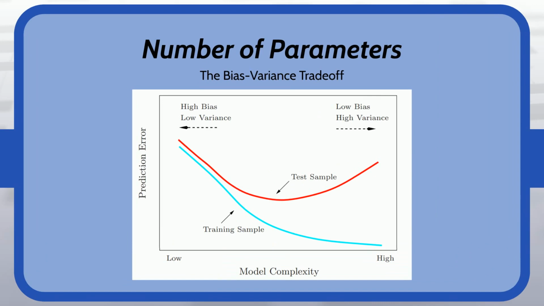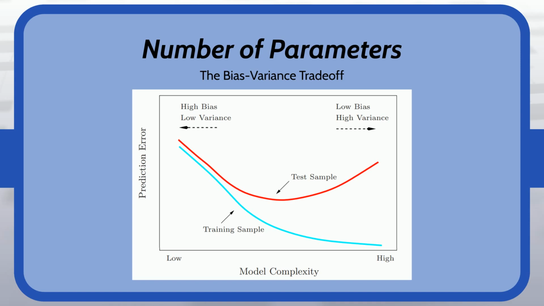So next, we want to consider the number of parameters. And this we've talked about a little bit in the past. This is the bias variance trade-off. So again, we want to match the model complexity with the complexity of the underlying data. And we want to do that so that we can avoid overfitting and a poor ability to generalize that comes along with that.